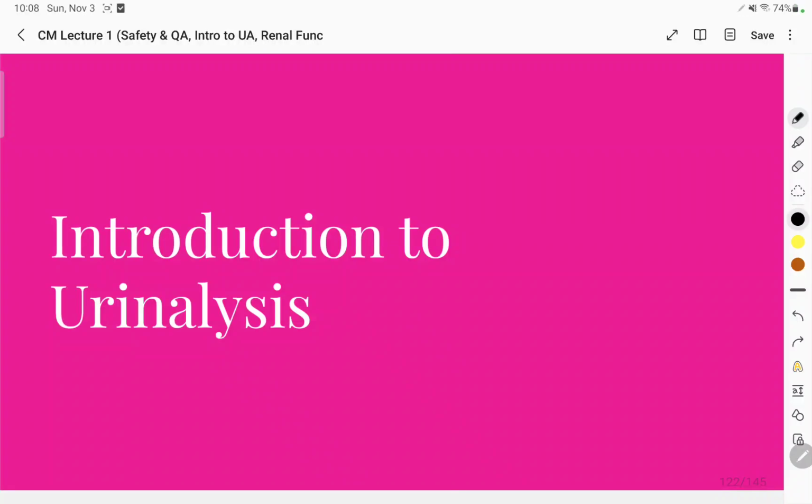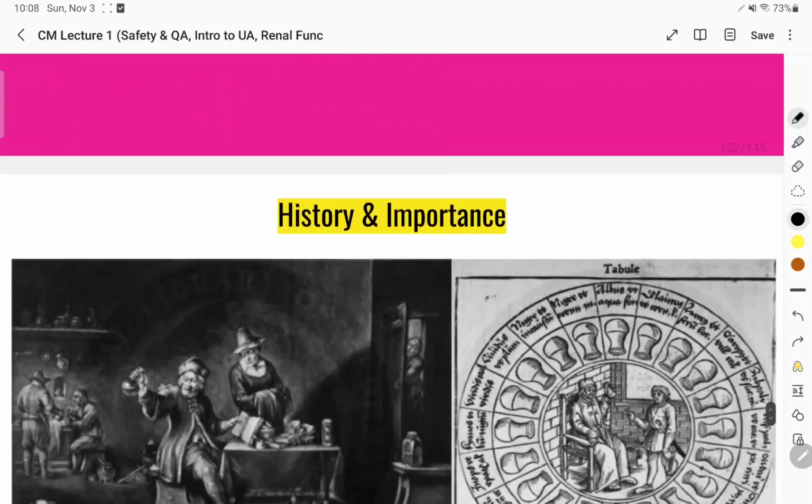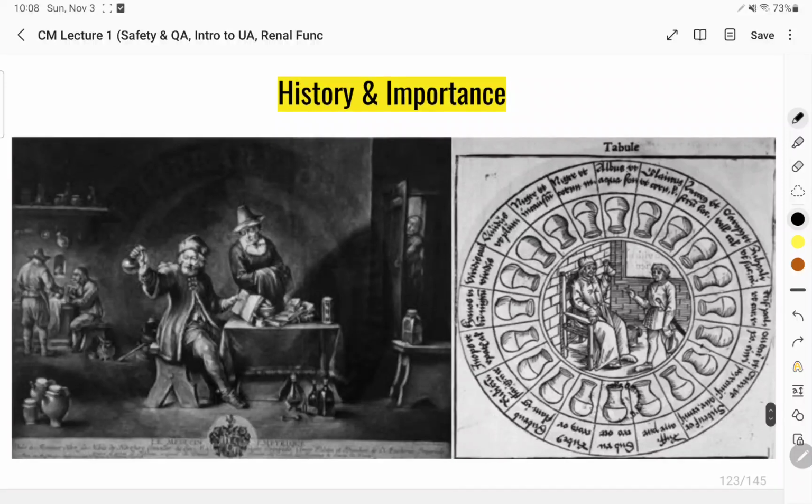Okay, now we are down to my last topic, the introduction to urinalysis. Before you proceed to the three phases of urinalysis or urine analysis, let us have some introduction first. So, the history of urinalysis and its importance.